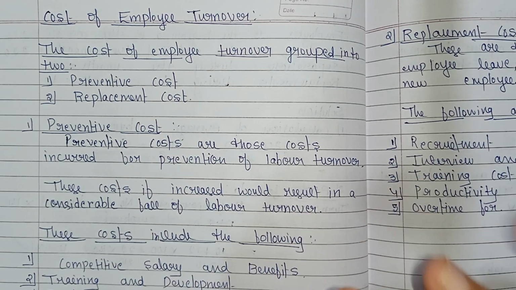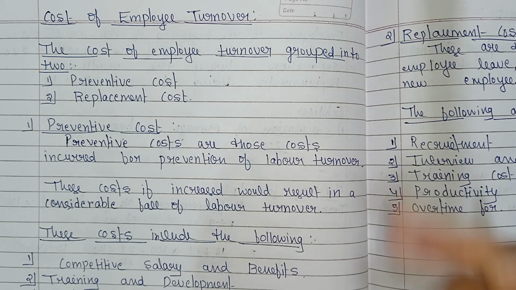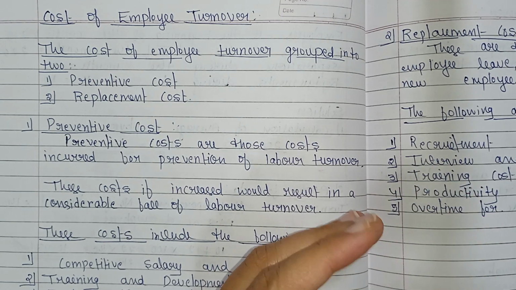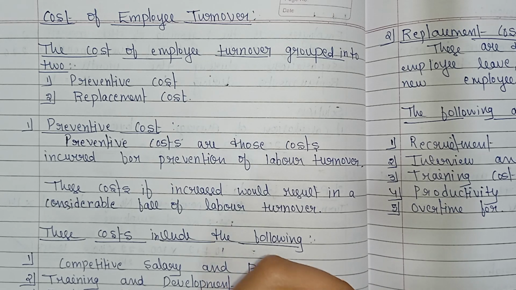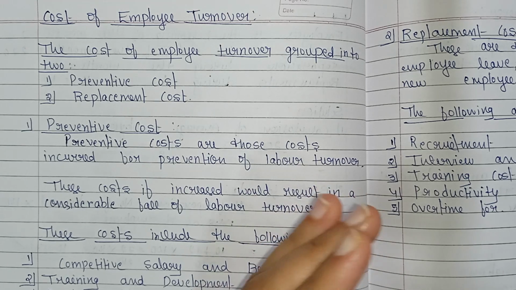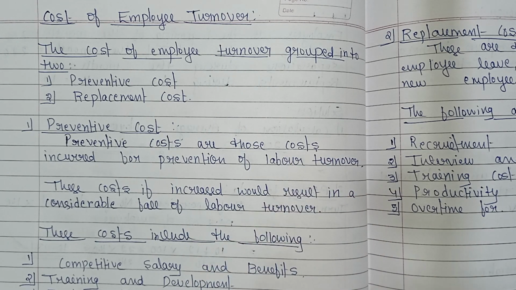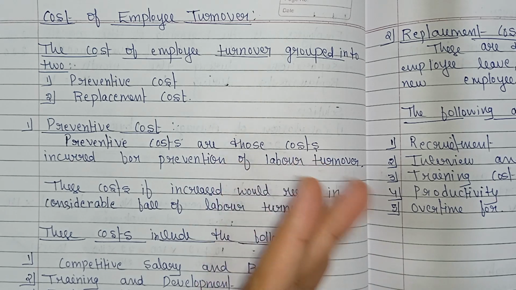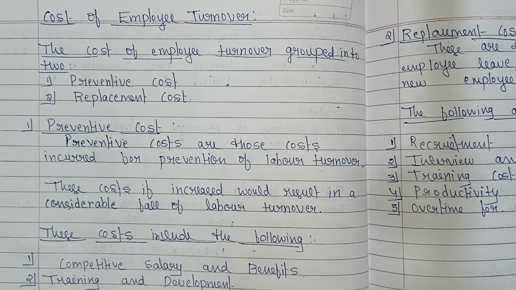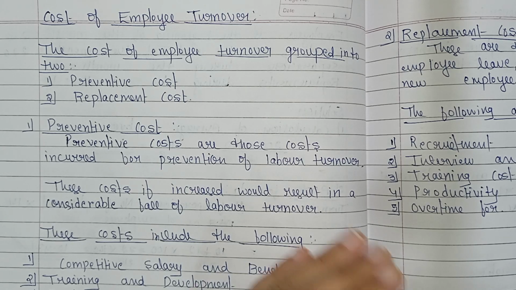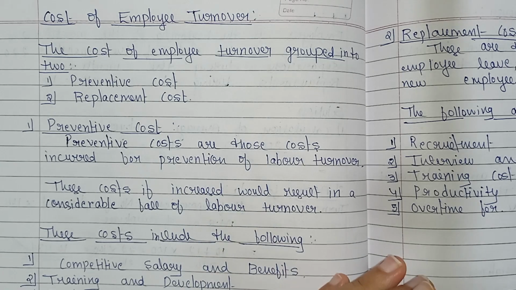It means these are the costs spent to retain employees and prevent them from leaving. Listen carefully. This preventive cost means the cost spent to retain employees. Means the company is going to prevent the employees from leaving. Here the goal is to keep employees happy, motivated and engaged, so that the turnover is reduced. Clear? So preventive costs are those costs incurred for prevention of labor turnover.